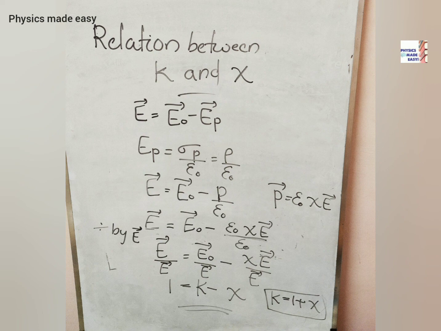Then we divide both sides by E. Then we get 1 is equal to E0 by E minus chi. E0 by E, you know, is K, the dielectric constant. So 1 is equal to K minus chi. From this we can write K is equal to 1 plus chi.